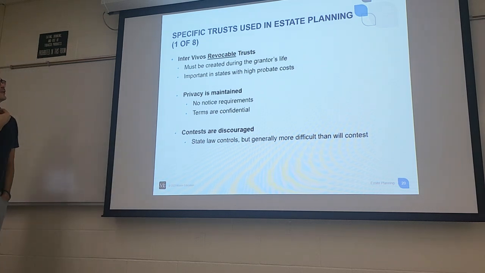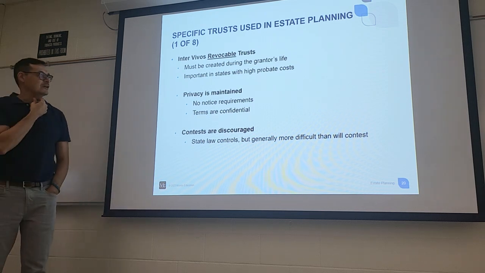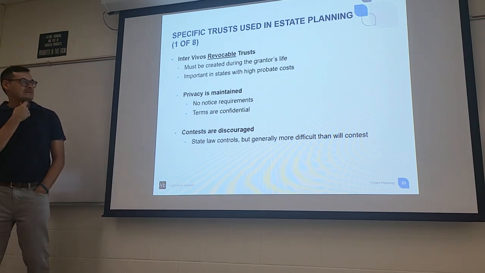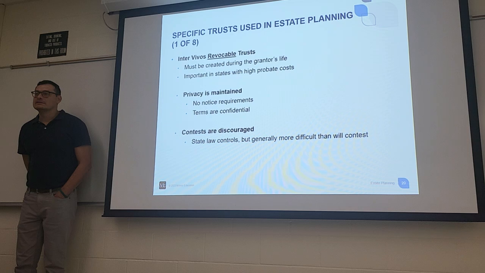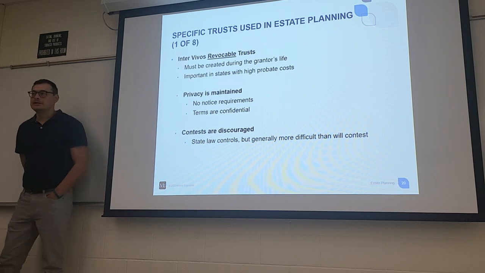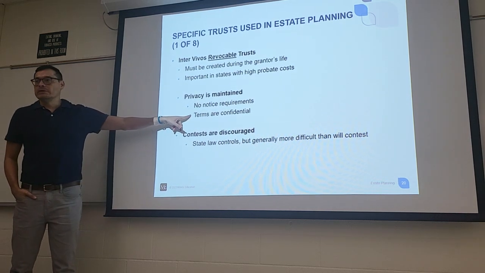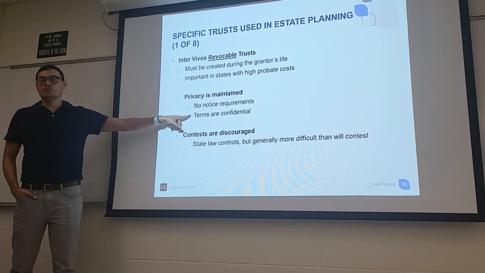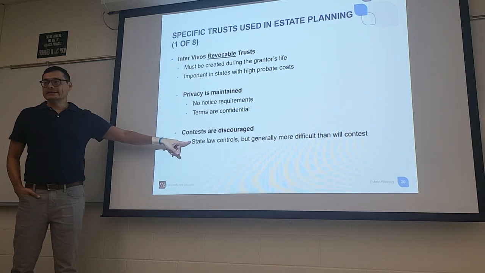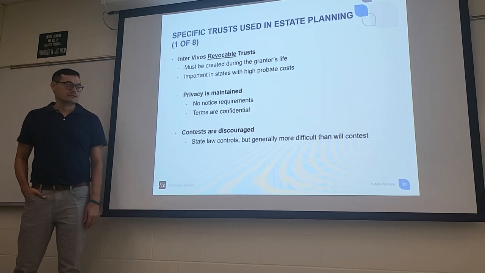All right, so this inter vivos revocable trust would be a trust made during life, if the grantor has the opportunity to revoke if they need to. This is important because if you want to avoid probate, a good way to start is to initiate one of these while you're alive. Your privacy is maintained. Probate is public. The terms will be confidential, to the extent that you want them to be. And it's much harder to contest a trust than a will.